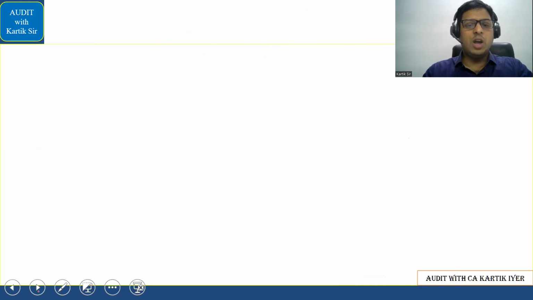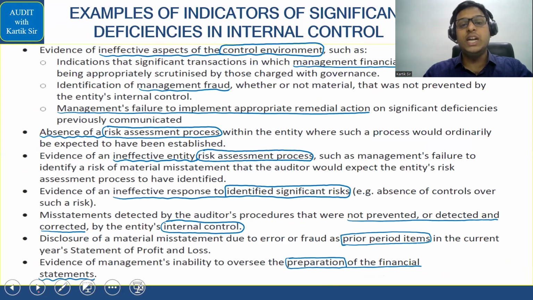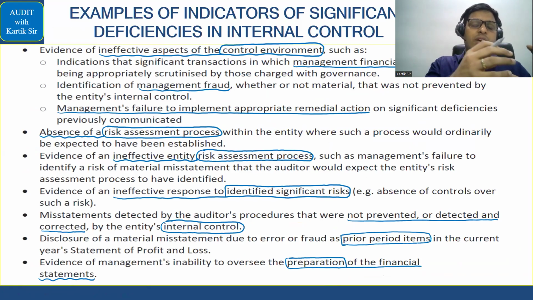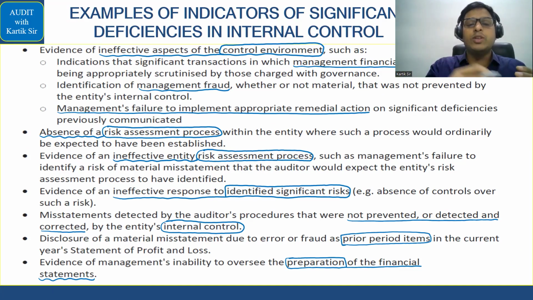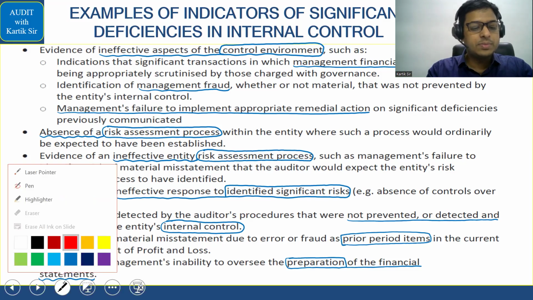Now this is in relation to examples of indicators of significant deficiencies in internal control. The first question was about when you will consider a deficiency as a significant deficiency. Now this is examples of indicators of significant deficiencies in internal control. It is said in a very simple way, a very nice answer, and we'll just go through it.